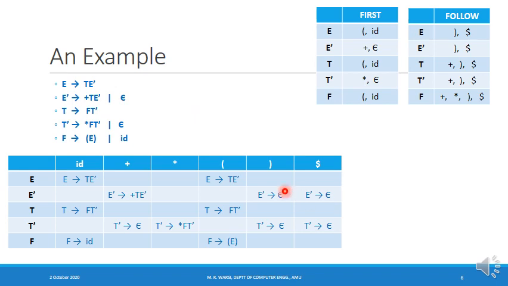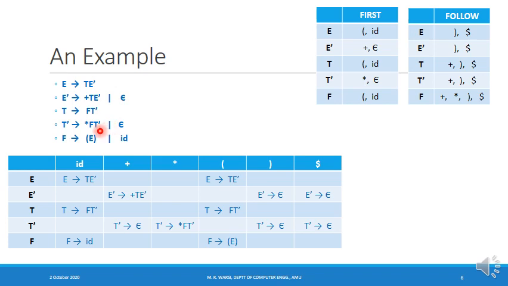Let's now take the next production. Capital T derives FT dash. Where will I add this? I'll add it at the location T comma first of FT dash. First of FT dash is containing left parenthesis and identifier. So this has been added at the location T comma identifier and T comma left parenthesis.